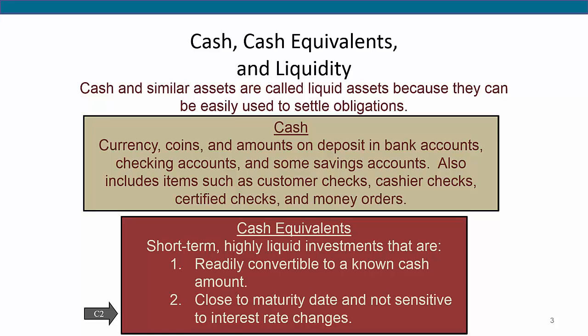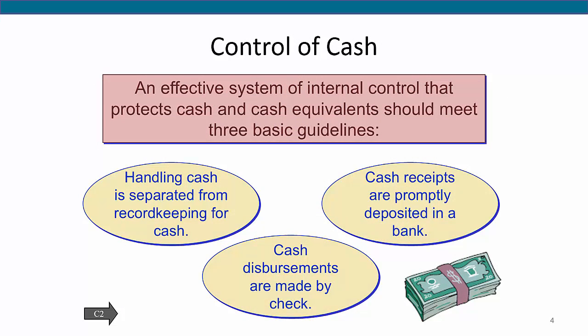Examples of cash equivalents are short-term investments in assets such as U.S. Treasury bills and money market funds. Now, cash is one of our more vulnerable assets because whoever possesses it effectively owns it. To protect cash, 3 processes should be implemented.